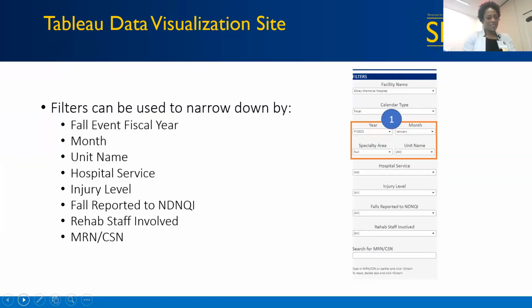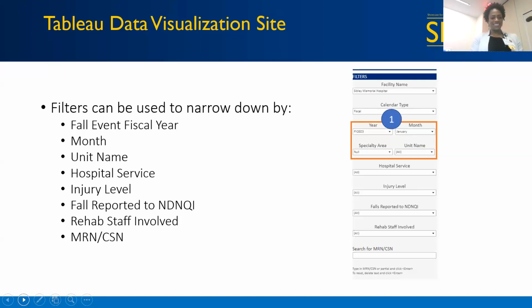All right. Let me see if I can just move this little bugger. Okay. We have our Tableau visualization site. We're using our filters here. Again, we can navigate or filter down by the fiscal year, the month, the unit name, hospital service line, injury level, whether the fall's reported to NDNQI, if a rehab staff member was involved, and also by the patient MRN or the CSN.